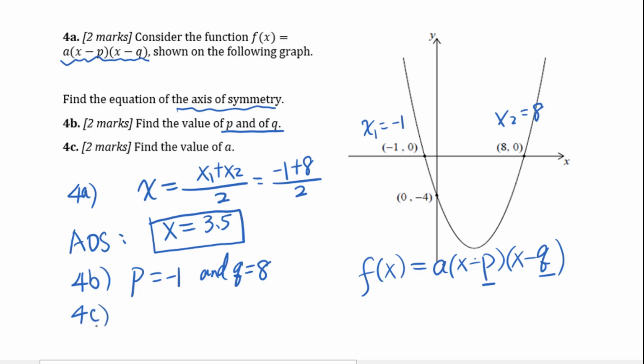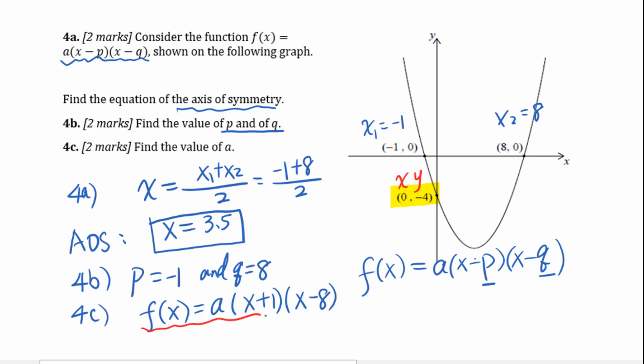Let's go to 4c. Find the value of a. Since we already figured out p equals -1 and q equals 8, we can write the function f(x) equals a times (x minus -1), that is (x + 1), times (x − 8). From the graph, we got this point, let's label it x, y. So we plug it into this function.